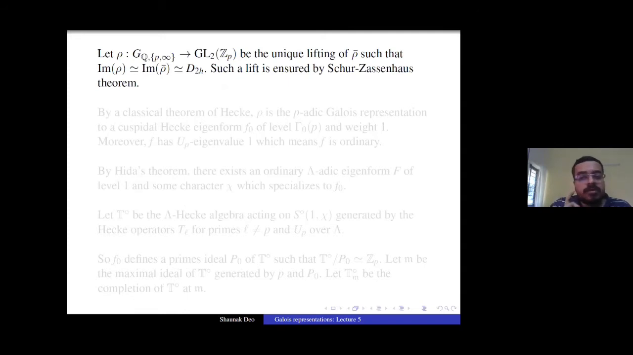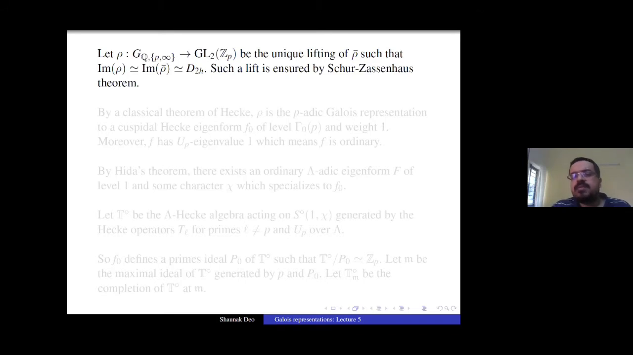But before that, one small observation is that we let rho from G_{Q,{p,infinity}} to GL2(Z_p) be the unique lifting of rho bar such that the image of rho and the image of rho bar are the same. They are the same dihedral group. And this lift is ensured by the Schur-Zassenhaus theorem. So this is a classical theorem from group theory. Because the order of the image of rho bar is not divisible by p, the sequence that you get from GL2(Z_p) to GL2(F_p), when you just restrict it to the dihedral group, will split. So you get a map from this dihedral group to GL2(Z_p), and that is because of a theorem about pro-p groups by Schur-Zassenhaus.